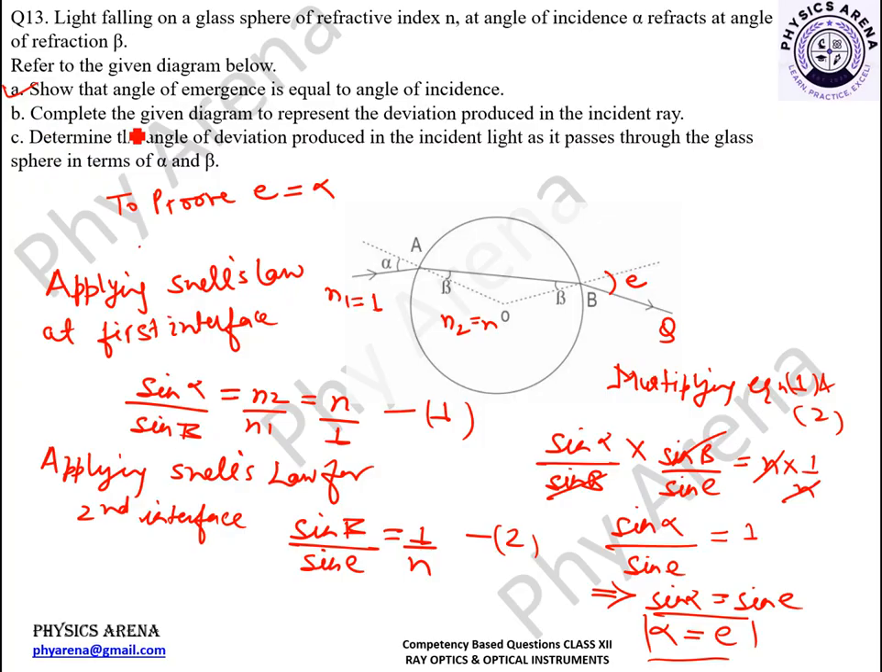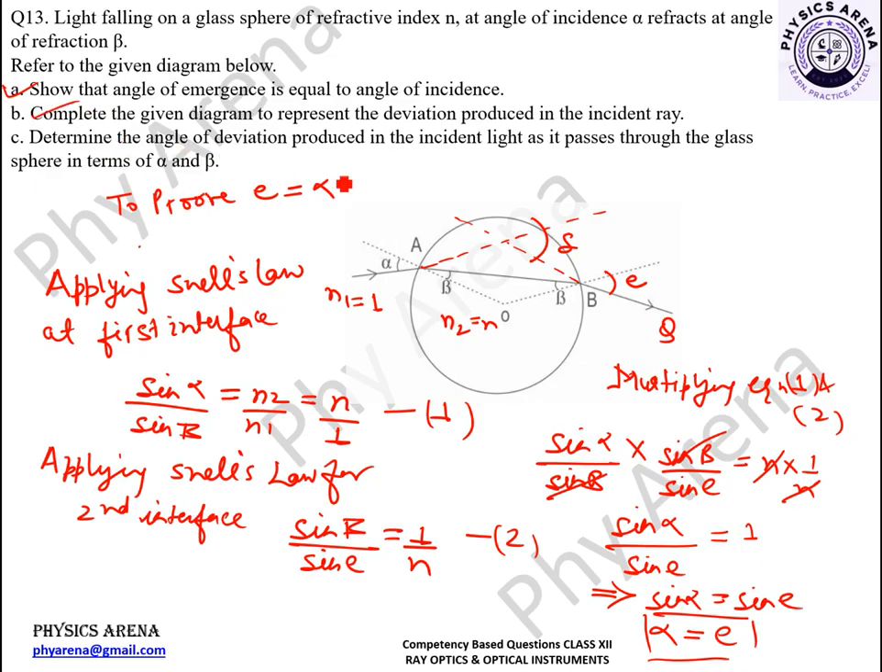Now let's take part B. Complete the given diagram to represent the deviation produced in the incident ray. The deviation means by how much angle the incident ray is bent. So I can take this incident ray forward, and I can also take this emergent ray backward. So the angle between the extended incident ray and backward extended emergent ray is the angle of deviation, and in this case this is my angle of deviation. So I can complete the diagram in this way and find the angle of deviation, that is delta. So part B is also completed.